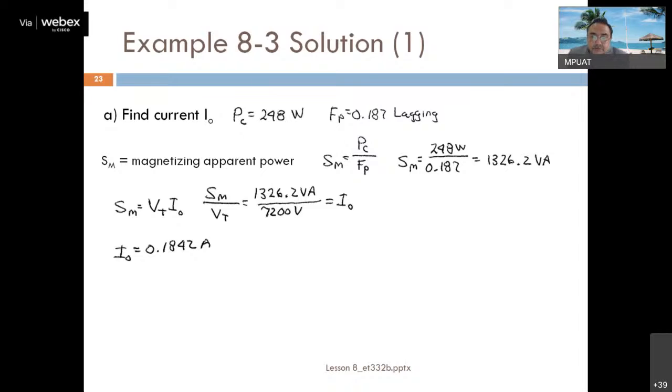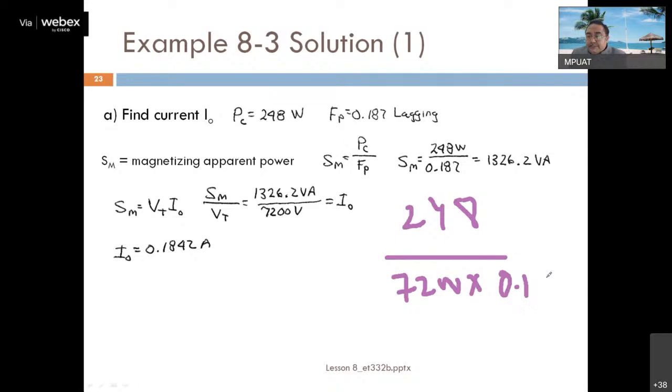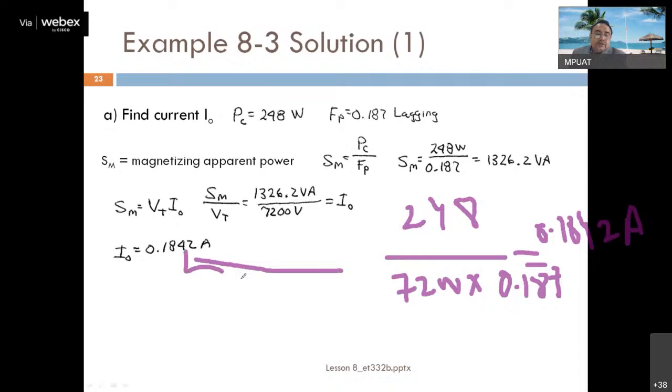You can also do it like this, as they have done it. So no load current comes out to be, using the same thing I have told you, 248 divided by 7200 divided by 0.187. So it will come out to be 0.1842 ampere. Okay, this is the no load current. Clear? So no load current is clear.